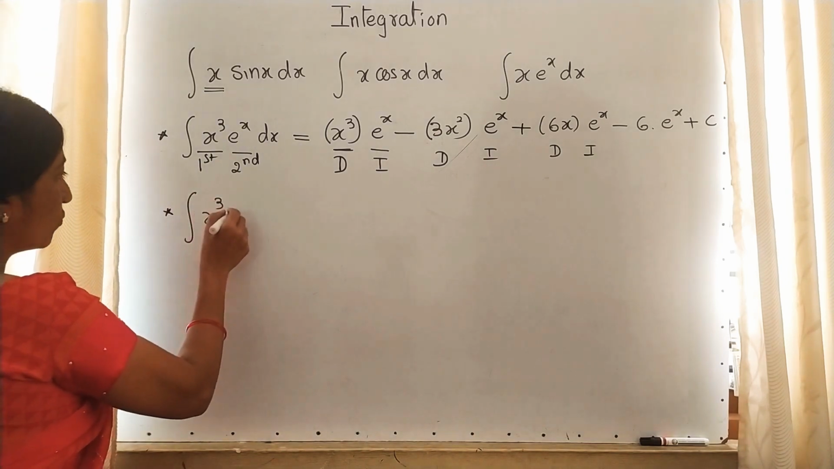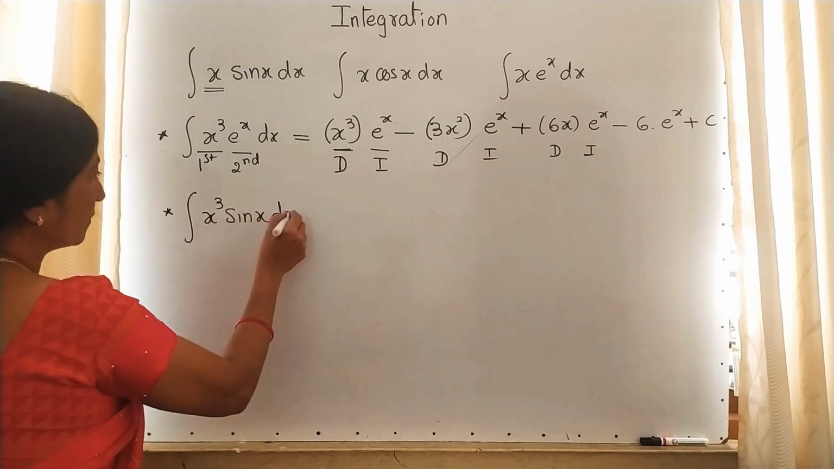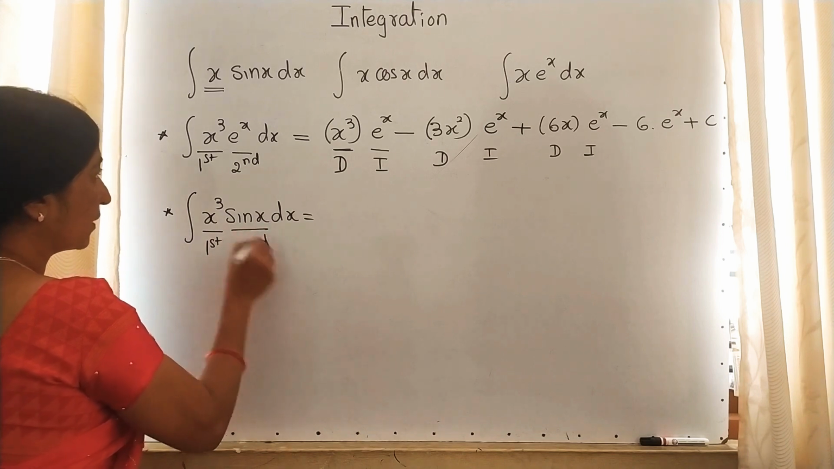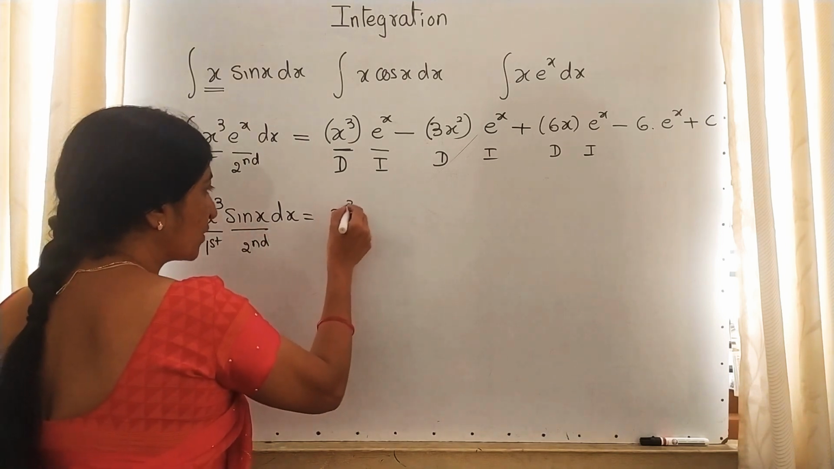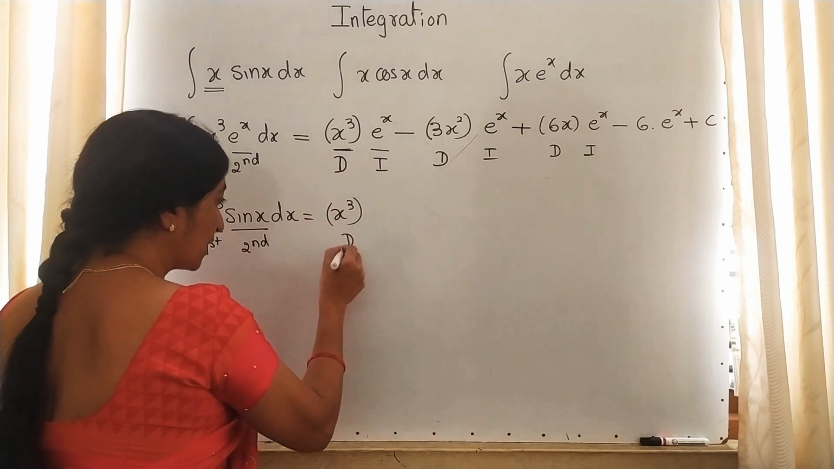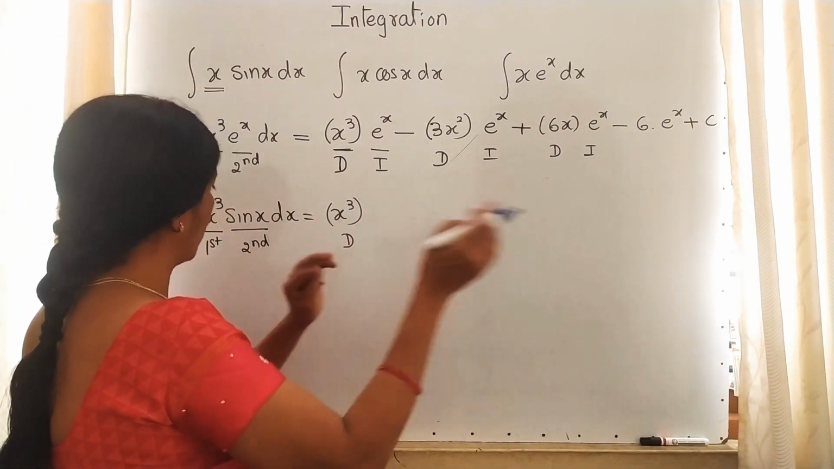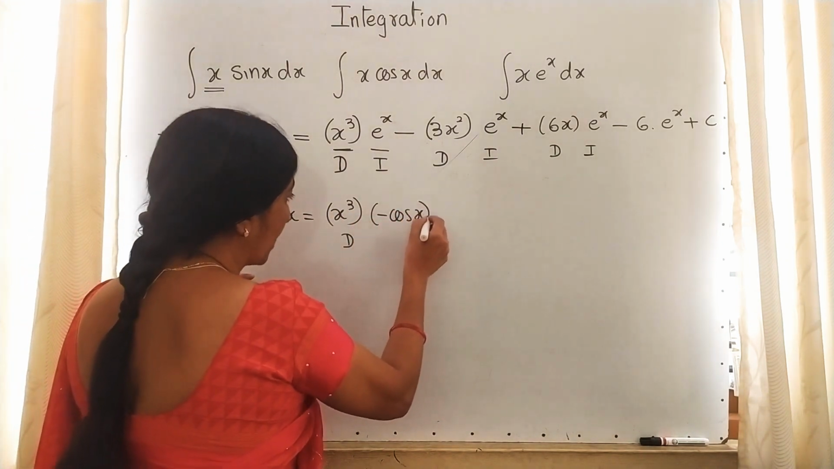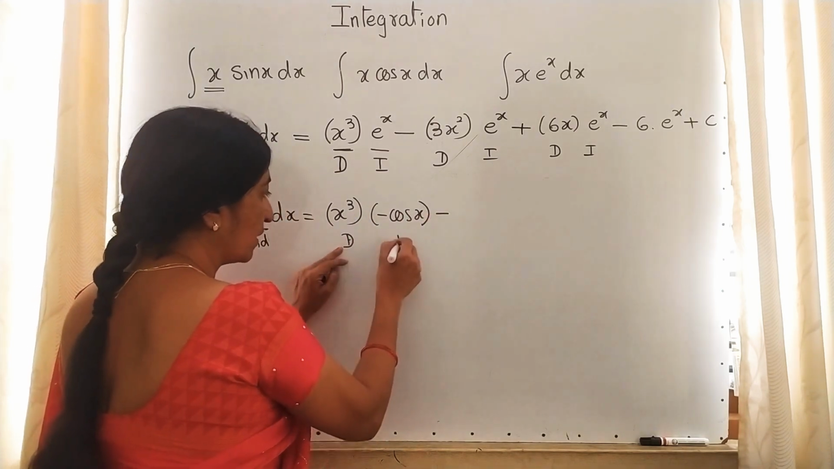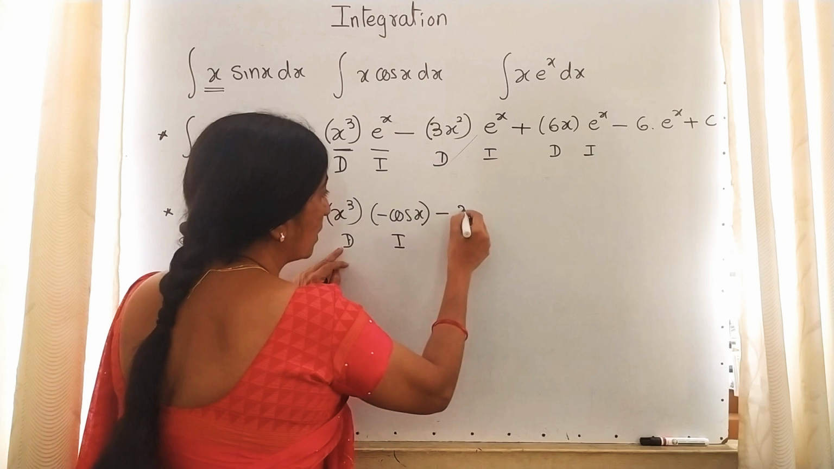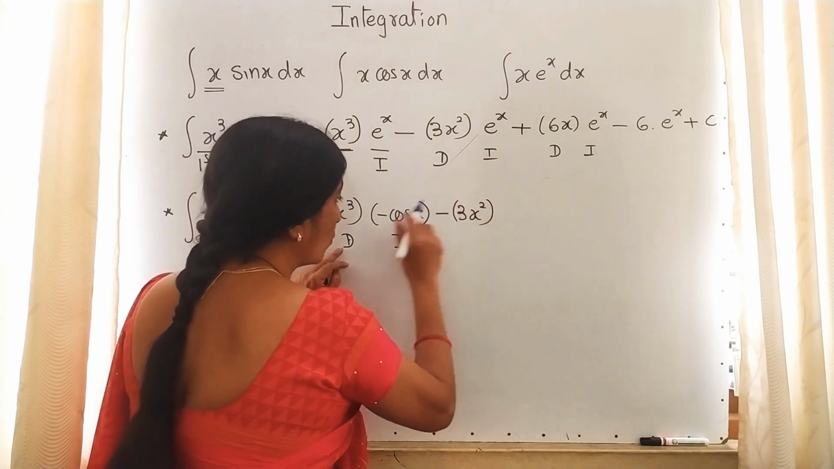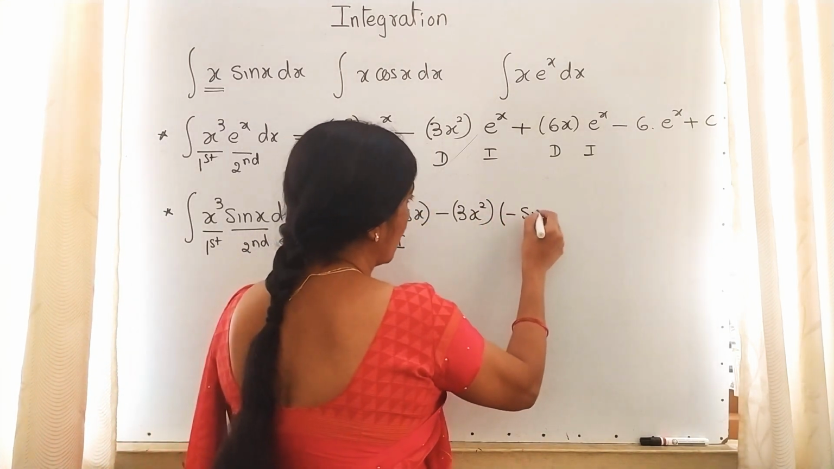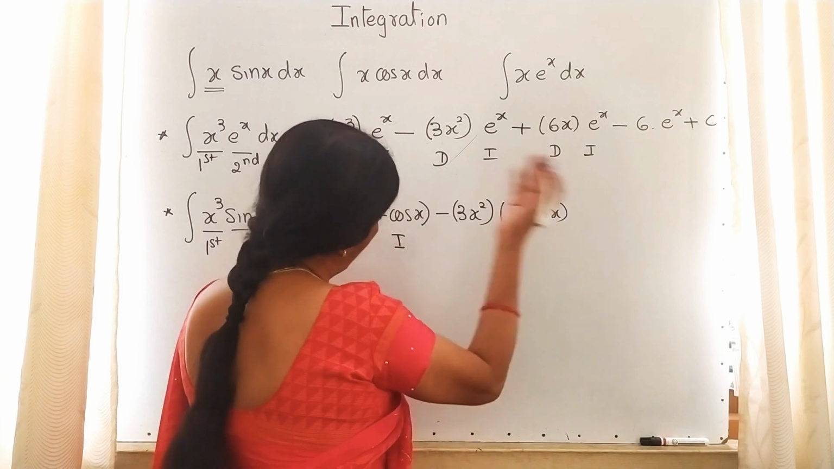If it is x cube into sin x, again algebraic is the first function and trigonometric is the second function. Keep the first function as it is. Let us take it as d, because we are differentiating next onwards. Integration of sin x is minus cos x, as I told you, write it in the bracket. Next minus. This is d, this is I. It is 3x square. Don't mix this, don't remove the sign also. Integration of minus cos x, that is minus sin x only.